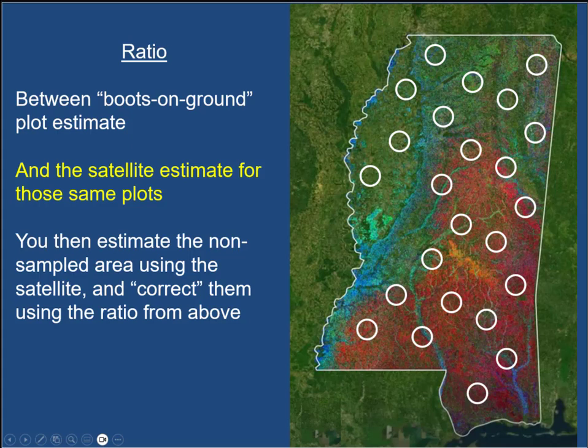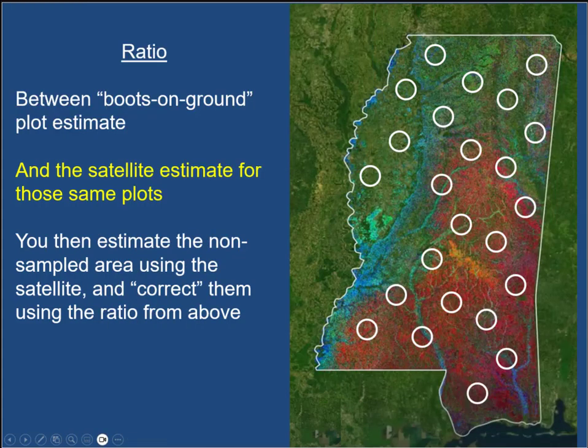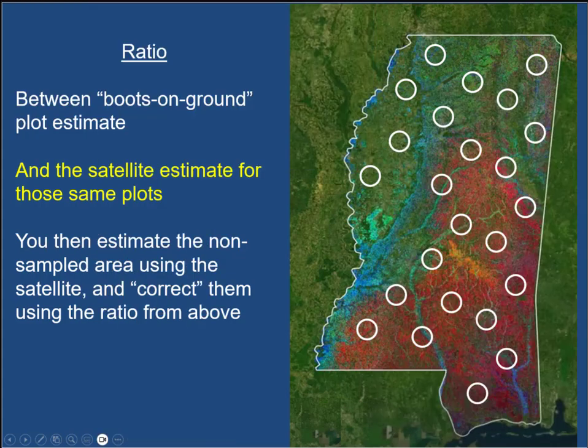Here, we can think of these white as boots on the ground, and here's my satellite image. Okay, you can say aerial photography, but let's just say satellite image or LiDAR. And I have a statewide coverage. What am I going to do? I'm going to measure these plots, boots on the ground, and I'm going to pair some reflected, some aspects, some characteristics of that satellite imagery to that boots on the ground measurement. And I'm going to get this ratio.